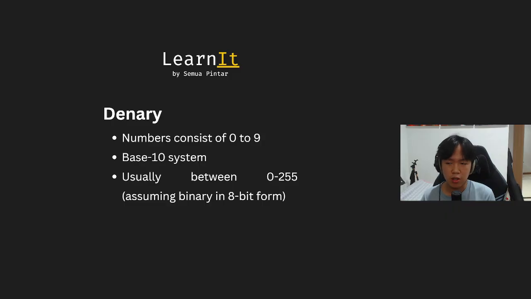So just think of your regular math numbers: 0, 1, 2, 3, 4, 5, 6, 7, 8, 9. That's all denary. That's why it uses a base 10 system. Be careful, it's not base 9, it's base 10, because 0 is also a digit. So if you count 0 to 9, that's 10 digits. And if we are using binary in 8-bit form, the denary value is usually between 0 to 255, and I will explain why later.